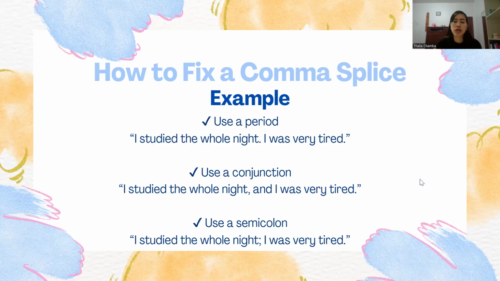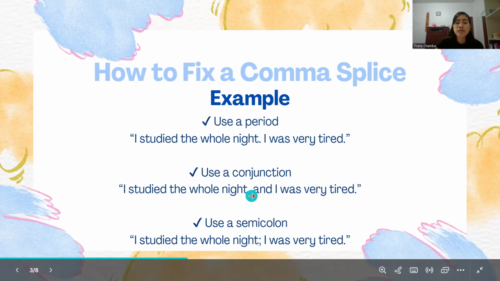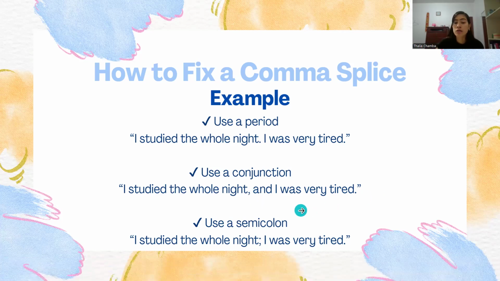Using a conjunction. Okay. I mean, use a coordinating conjunction. It could be for, and, nor, but, or, yet, and so on. I mean, we can fix it by adding one of the famous FANBOYS conjunctions. Well, I studied the whole night, but I was very tired. Okay. Now the comma is correct because the conjunction joins the two clauses.